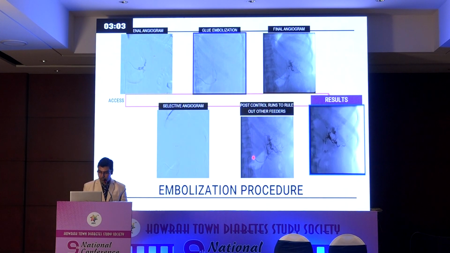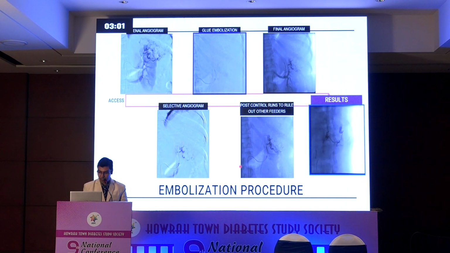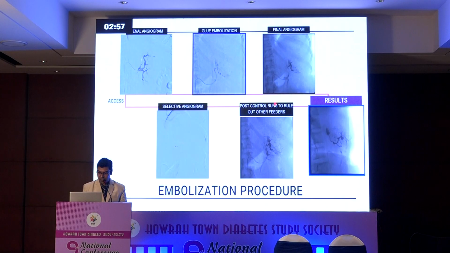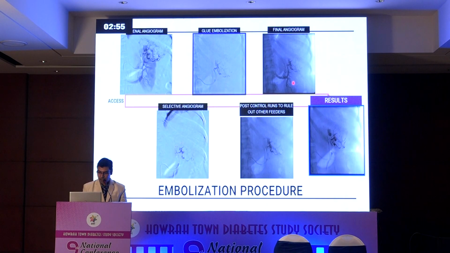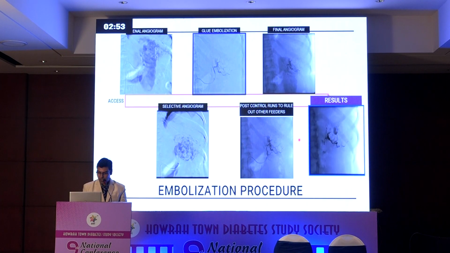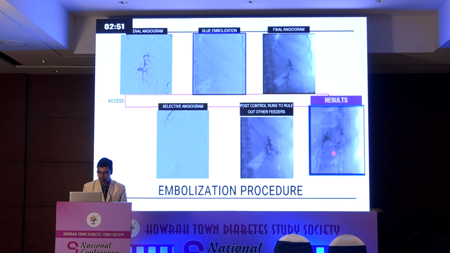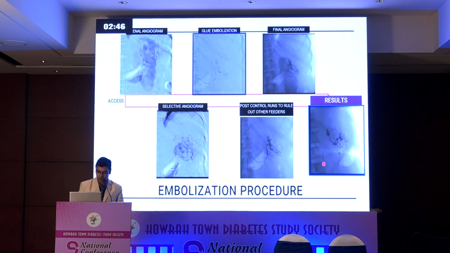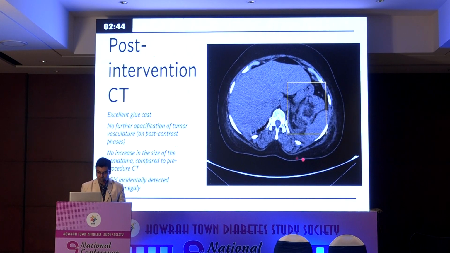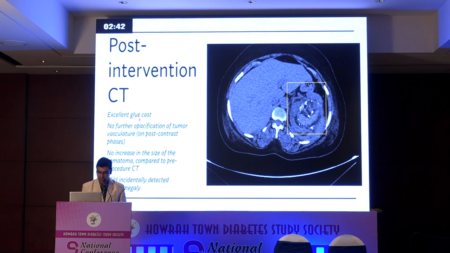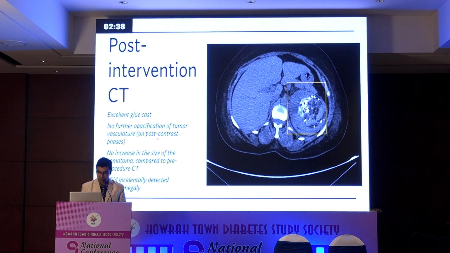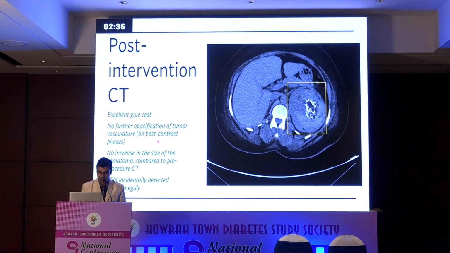Control runs were taken to confirm preserved normal renal parenchymal branches, and final angiogram showed no further opacification of the arterial tree that is supplying the lesion. The glue cast is very well appreciated on 3D fluoroscopy during CBCT acquisition. Post-intervention CT showed an excellent glue cast. There was no further opacification of the tumor vasculature or the aneurysm.